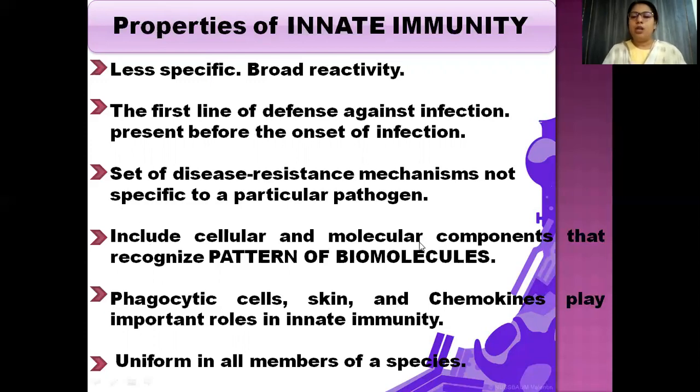It includes cellular and molecular components that recognize patterns of biomolecules. I can give you an example of this. Toll-like receptor 2 is a molecule that only recognizes lipopolysaccharide present in gram-negative bacteria. Toll-like receptor 2 will never recognize lipopolysaccharide present in gram-positive bacteria or in any other form.